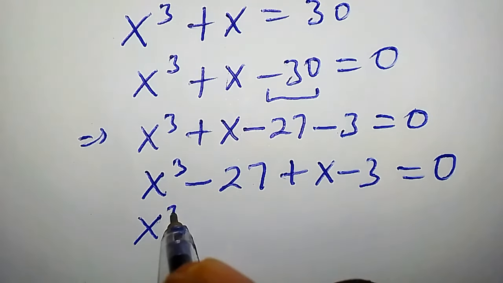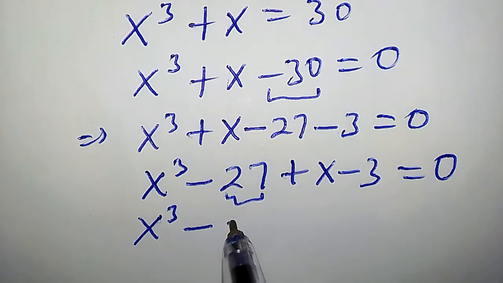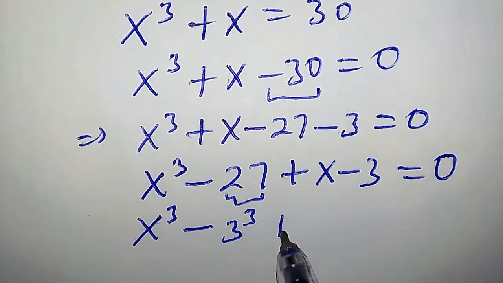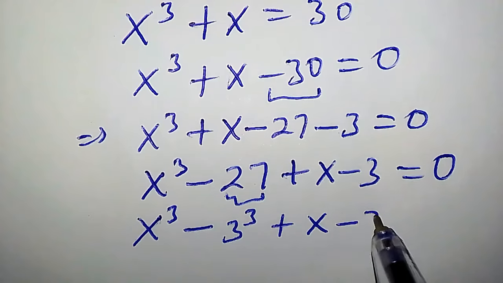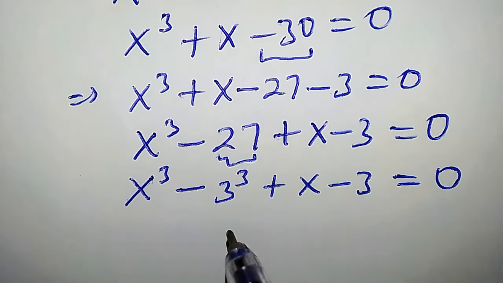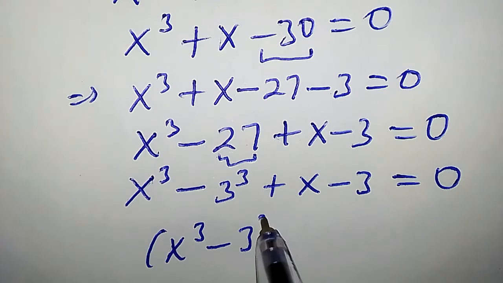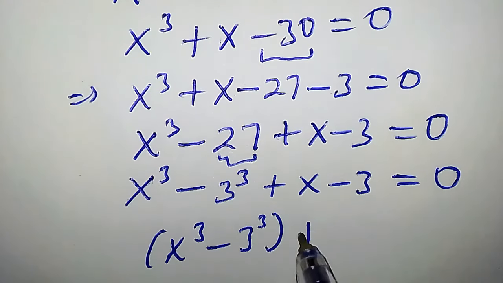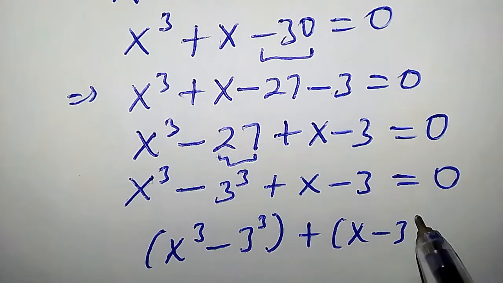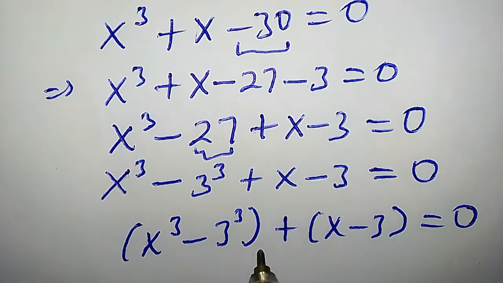So, x to the power of 3 minus 27 is the same thing as what? 3 to the power of 3, plus x minus 3 equals 0. We can isolate these. So, we're going to have x to the power of 3 minus 3 to the power of 3, put that in bracket, plus x minus 3 equals 0. Nothing has changed. We just introduce the bracket sign.